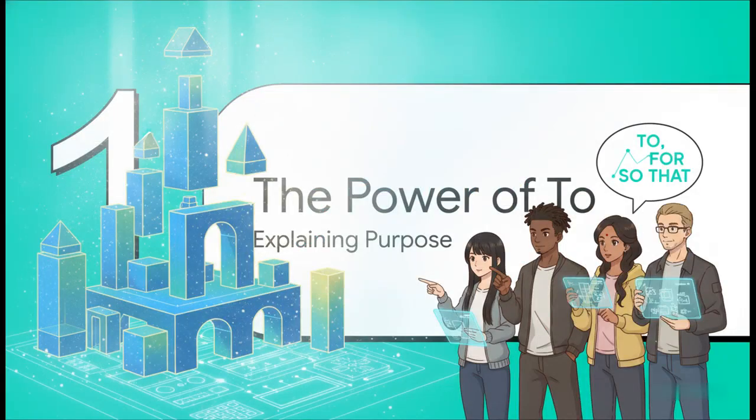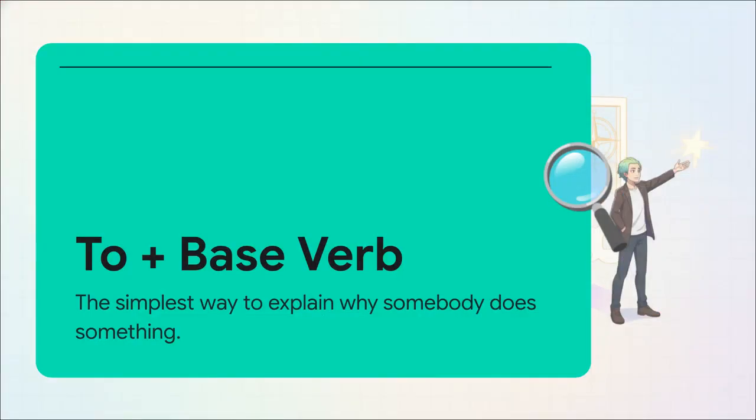Let's jump into section 1, the power of to. We'll start right here with our foundational building block. The absolute fundamental rule you need to know is this. The most common and simplest way to express purpose is using the word to plus the base form of your verb. We use this directly to say why somebody does something or why a thing exists. Think of this as your grammar baseline.